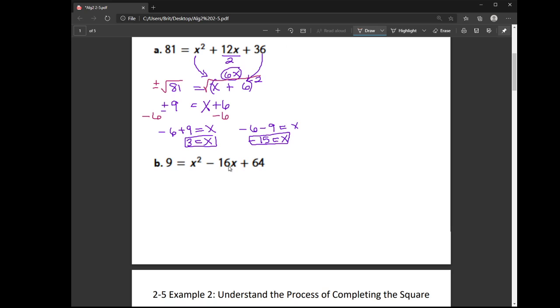So here we go, my middle term, I have a negative 16x. We're not going to worry about the negative part. So I'm going to divide it by 2. That gives me 8x as my target number. So the square root of x squared is x. The square root of 64 is 8. So is x times 8, 8x? Yes, it is. So now that first sign is going to fall down.